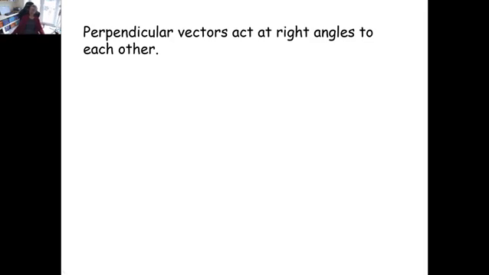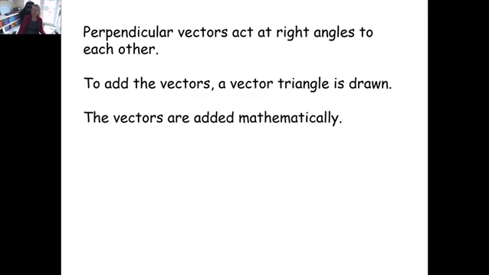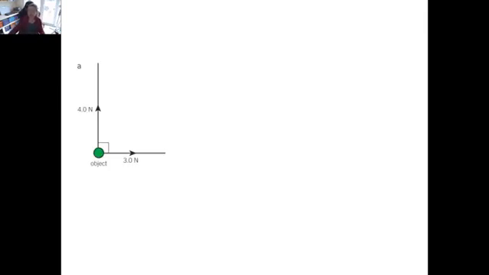But what happens if we have forces on an object that are not working all in the same parallel line? Supposing we had perpendicular vectors acting at right angles to each other, how would we know what the resultant force on an object is? Well, to do that we can draw something called a vector triangle, and we can actually add the vectors together mathematically. Let's take this example here.